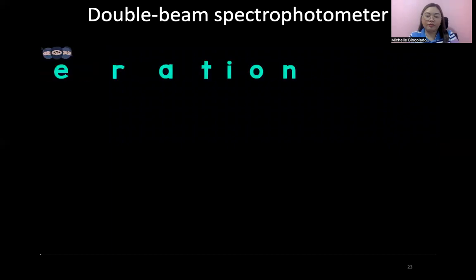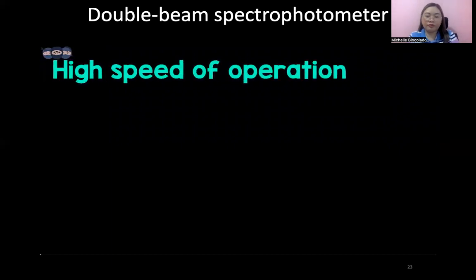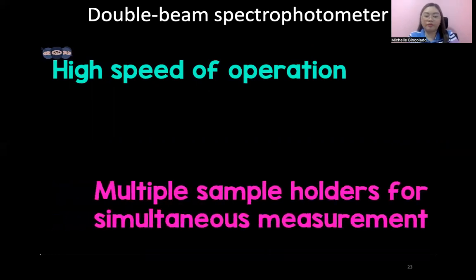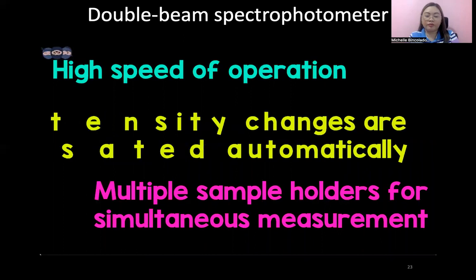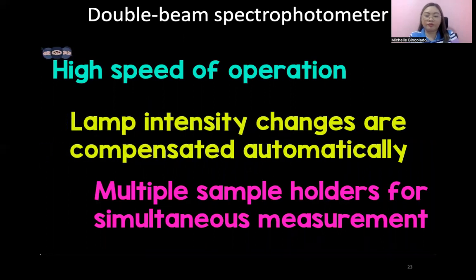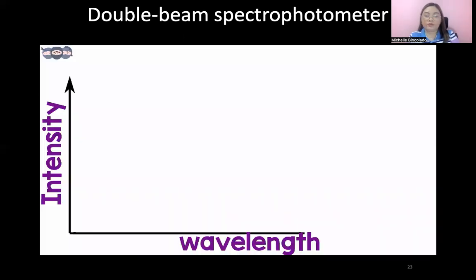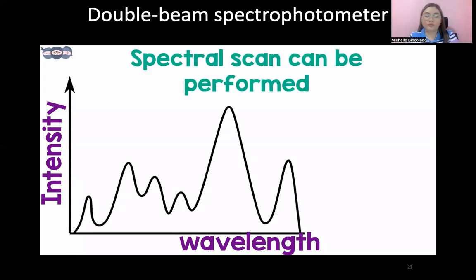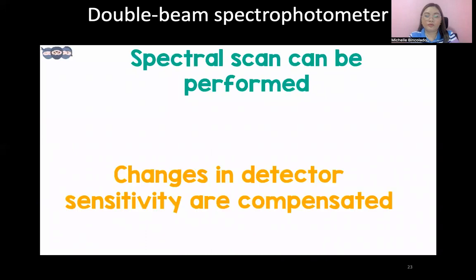Since measurements are done simultaneously, these instruments operate at high speeds. Some instruments have multiple sample holders so that all the samples are loaded once and the experiment is conducted. The variations in the lamp output are compensated automatically. Spectral scan of an analyte is possible using a double beam spectrophotometer. And the changes in detector sensitivity are also compensated.